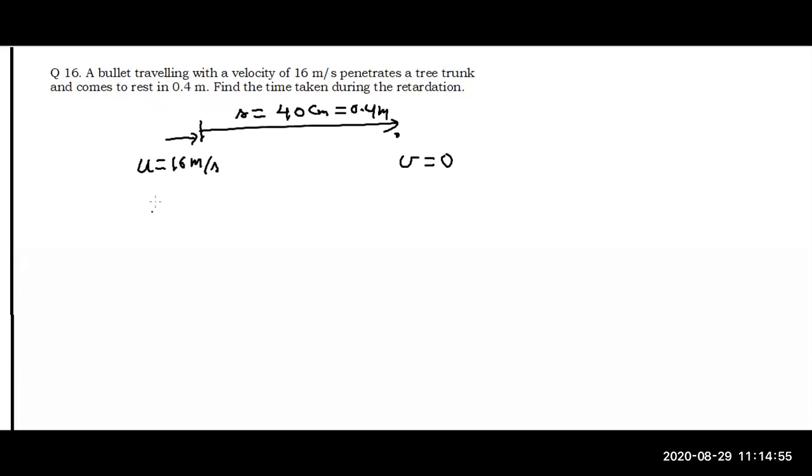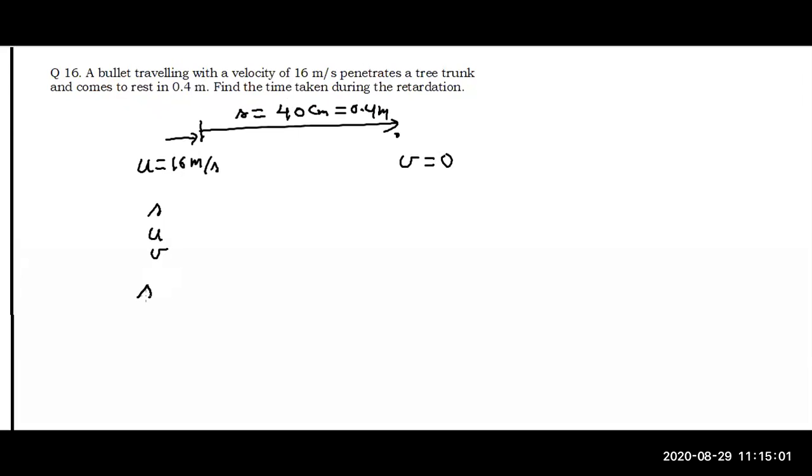So initial speed will be what? 16 meter per second. Final speed will be what? 0, and it comes to rest in 0.4 meter, means 40 centimeters. After traveling a 40 centimeter distance or 0.4 meter distance, the object comes to rest. Find the time taken for retardation. So which formula should we use? So we have S, we have U, we have V.